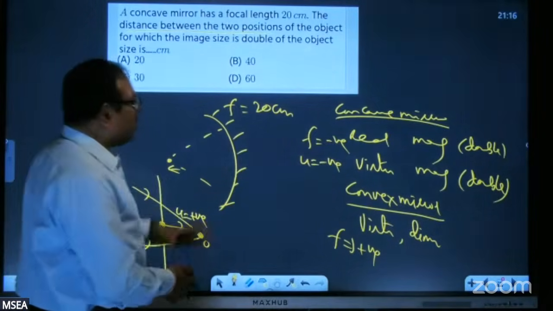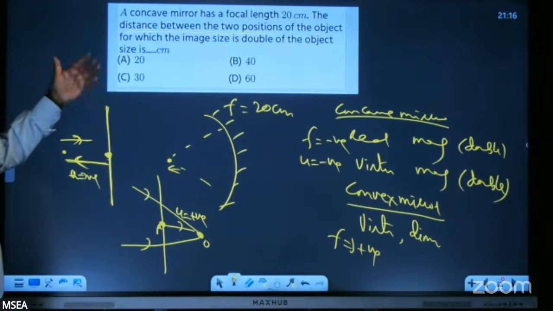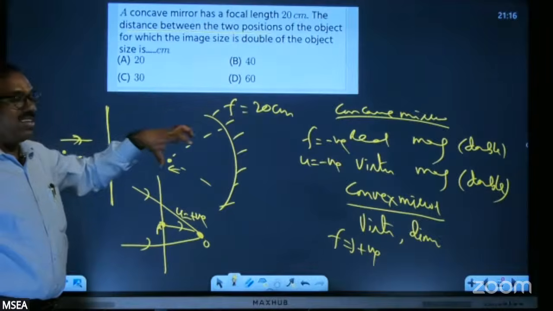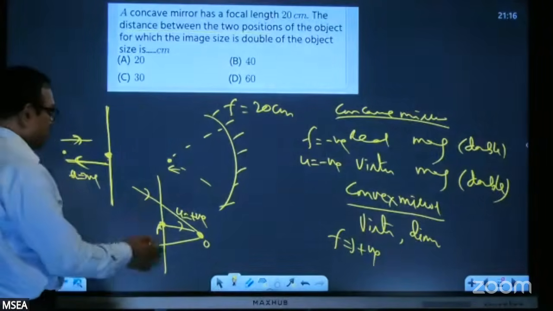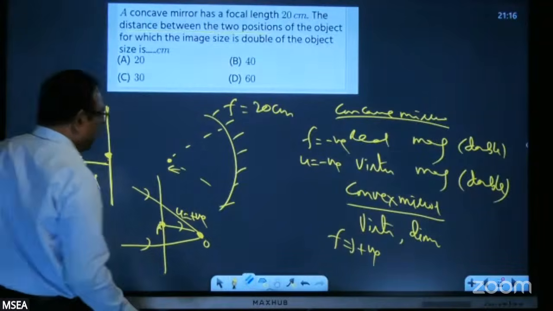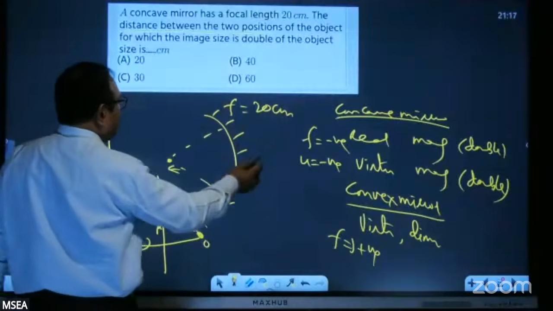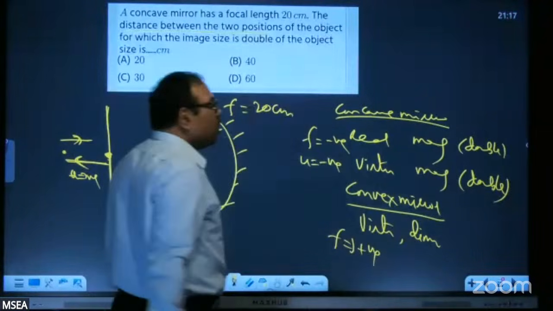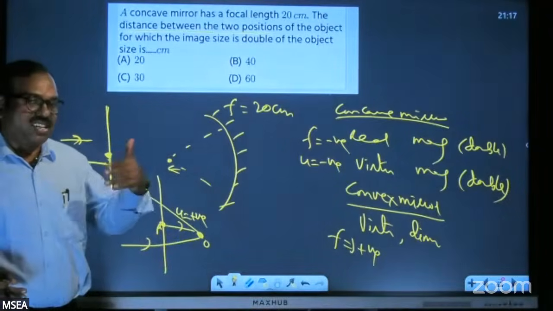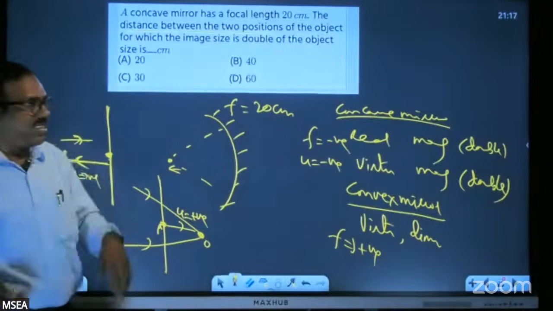Okay, now these are the things you must remember before going to do the question. Now let us take this question. A concave mirror gives an image double the size of the object. It is not clearly given whether it is a real image or a virtual image, so two possibilities are there.